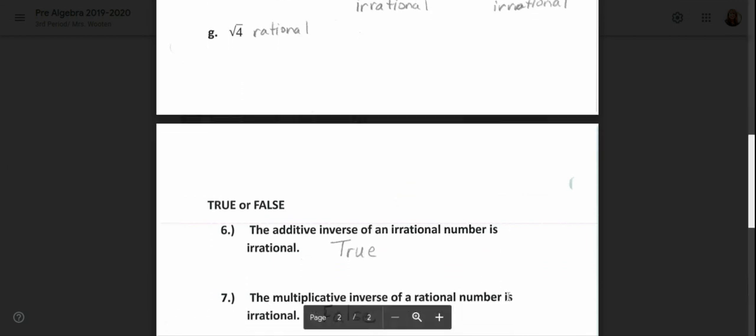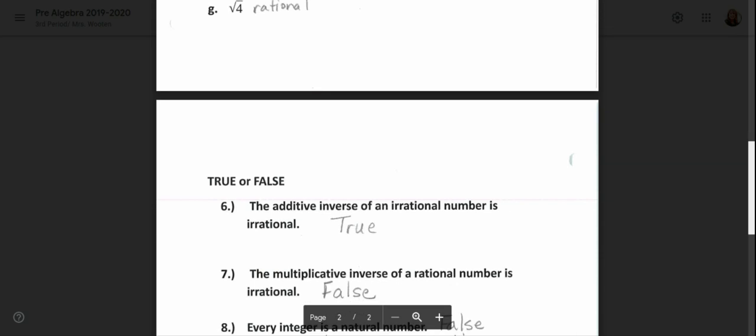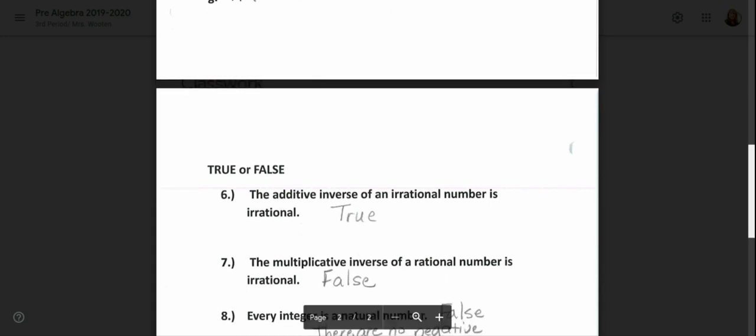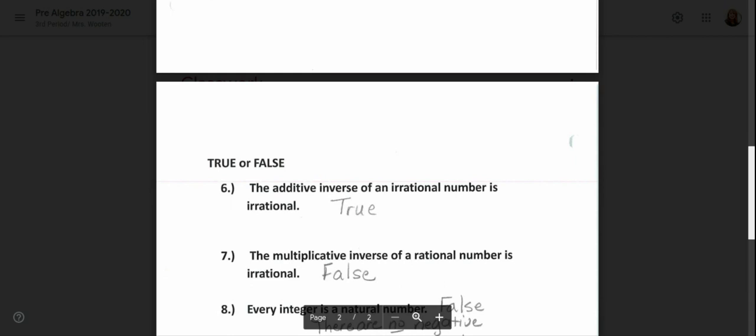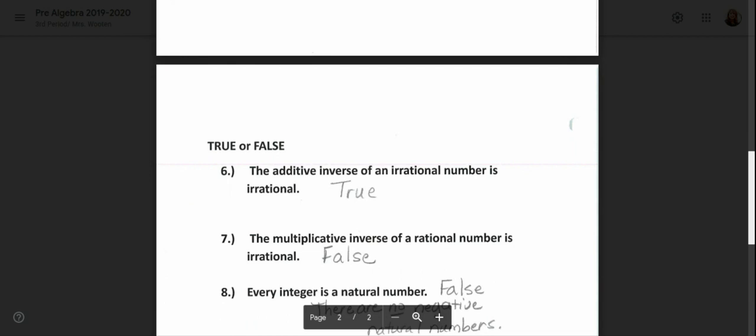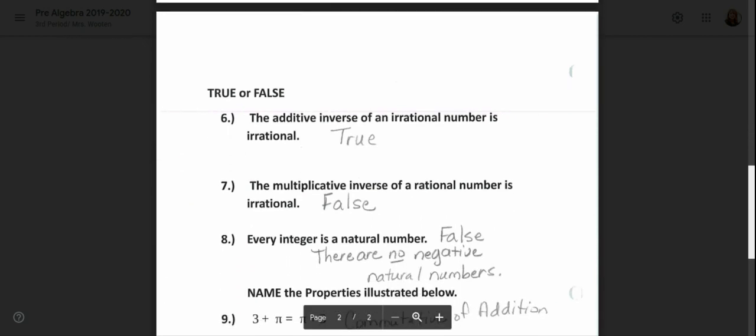Number 7, the multiplicative inverse of a rational number is irrational. Well, if you think of a rational number like 5, the multiplicative inverse is 1/5. Or, for instance, 2/5, the multiplicative inverse is 5/2. Well, that doesn't make it irrational just to flip over the fraction. Excuse me. Number 8, every integer is a natural number. That's false because negative numbers are not natural numbers. Okay, natural numbers are the counting numbers and they're all positive.